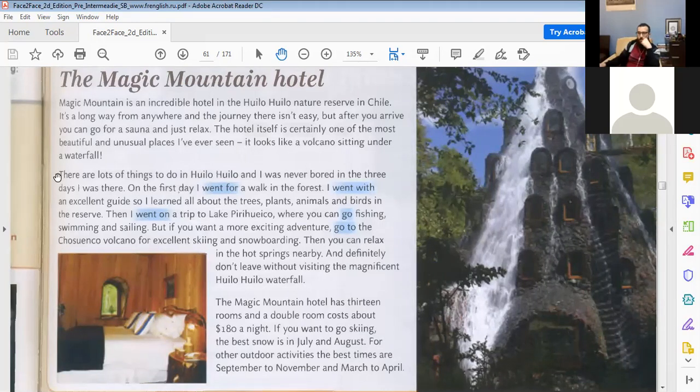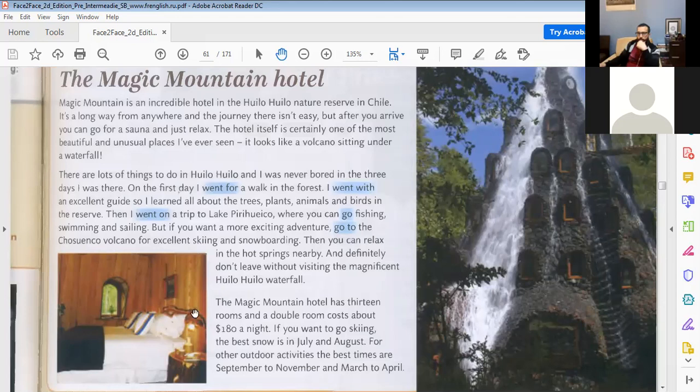There are lots of things to do in Huilo, and I was never bored in the 3 days I was there. On the first day, I went for a walk in the forest. I went with an excellent guide, so I learned all about the trees, plants, animals and birds in the reserve. Then I went on a trip to Lake Pirueco, where you can go fishing, swimming and sailing. But if you want a more exciting adventure, go to the Chozuenco volcano for excellent skiing and snowboarding. Then you can relax in the hot springs nearby. And definitely don't leave without visiting the magnificent Huilo waterfall.